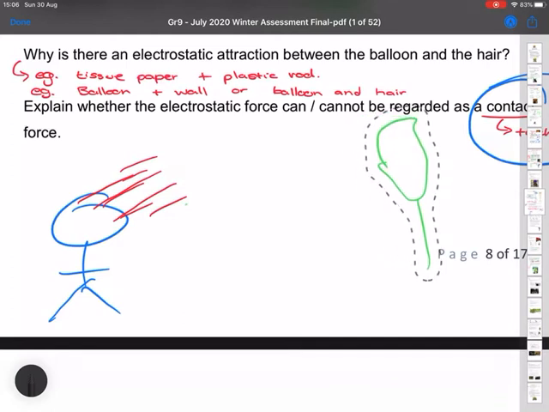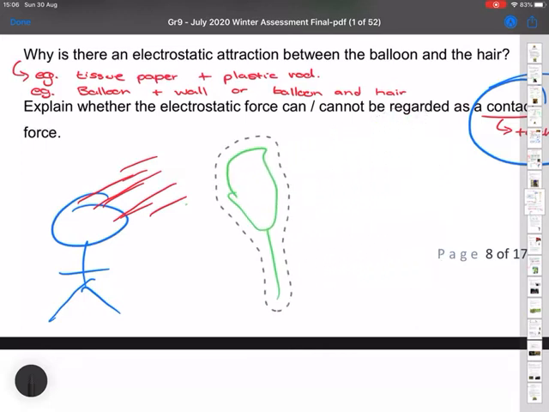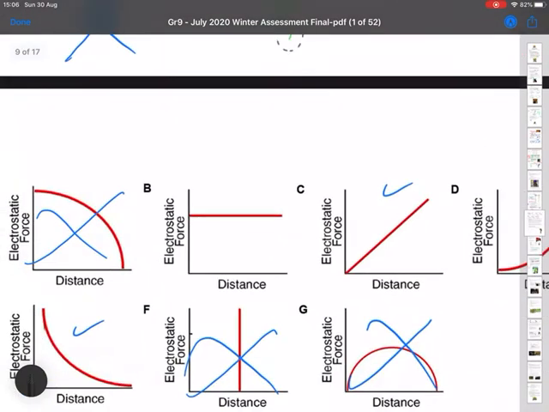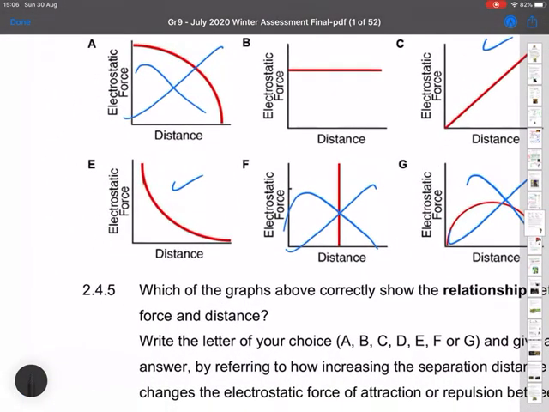So think of a rubber balloon on your hair. As you move the balloon further away, your hair doesn't stand up as much. When you bring the balloon closer and closer to your hair, then your hair starts to stand up more and more. So which graph shows this? Well, graph E.